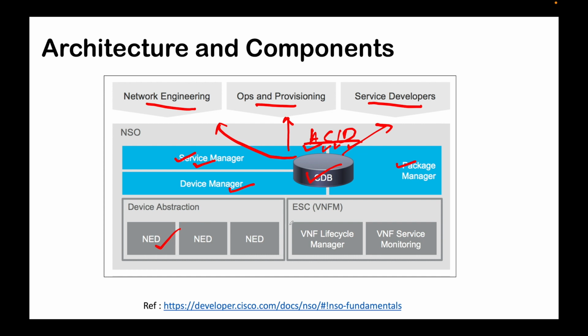So with this, let's talk about another very important component which is called ESC, or Elastic Service Controller. This Elastic Service Controller is a separate product in Cisco, but it is also integrated with Cisco NSO. This product basically helps us with the lifecycle management of all the VNFs that you have in your network. It is mostly useful if you have an OpenStack environment where you have different VNFs configured. So this will help you to manage all those VNFs and their lifecycle management.